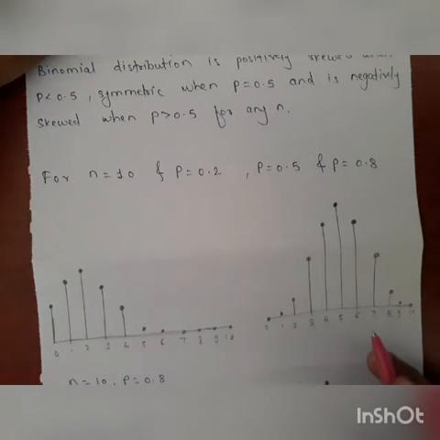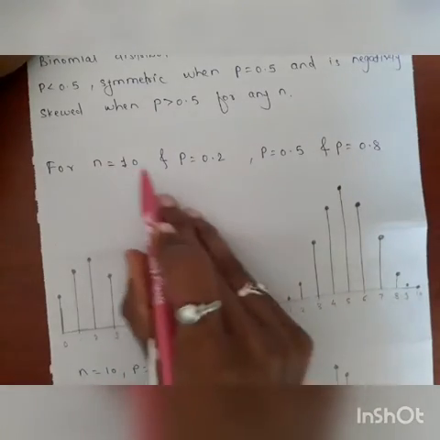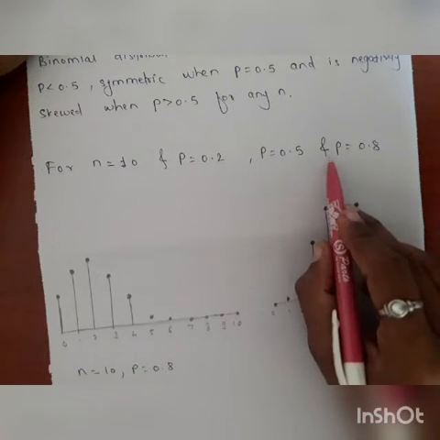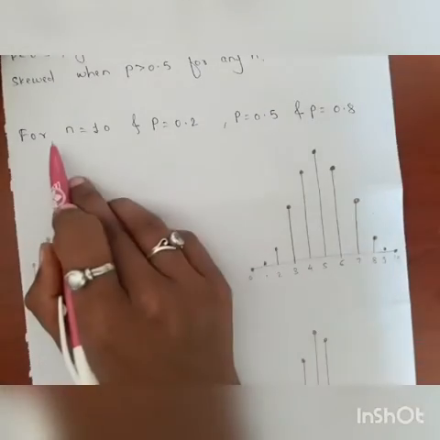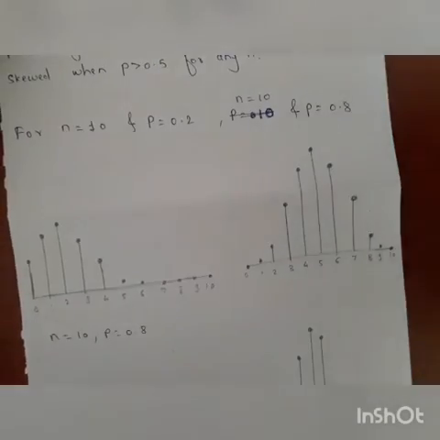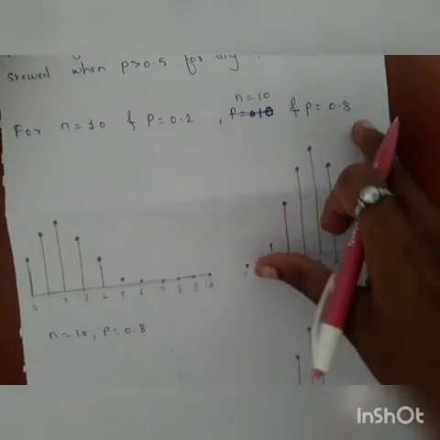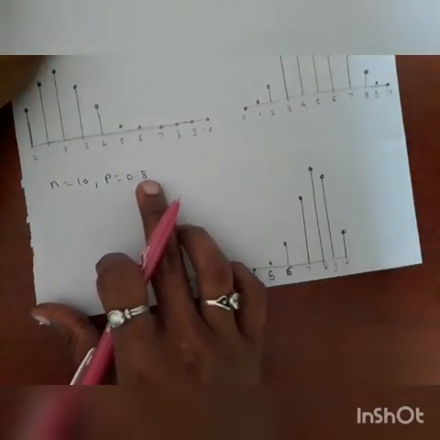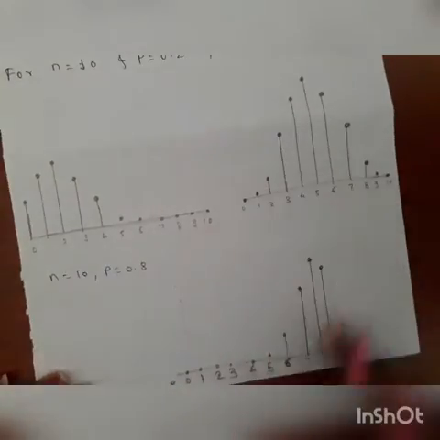Next, the graph of the probability distribution of the binomial distribution for n equal to 10 and p equal to 0.2 is this, and for p equal to 0.5 and p equal to 0.8. The graph for n equal to 10 and p equal to 0.2 is this. For n equal to 10 and p equal to 0.8 it is this. And this is for p equal to 0.5. So this is the graph.